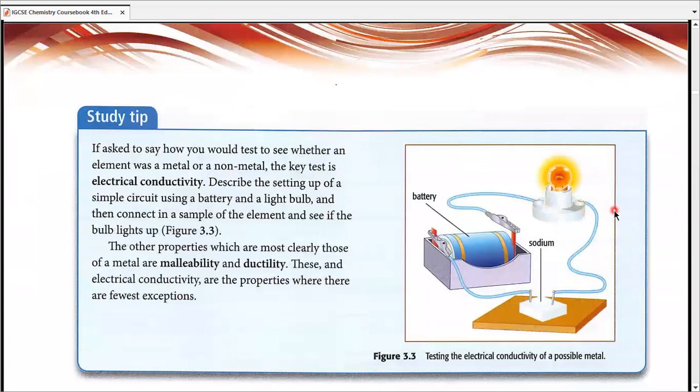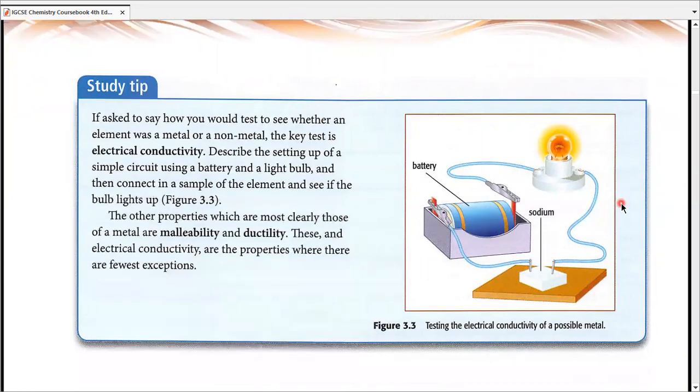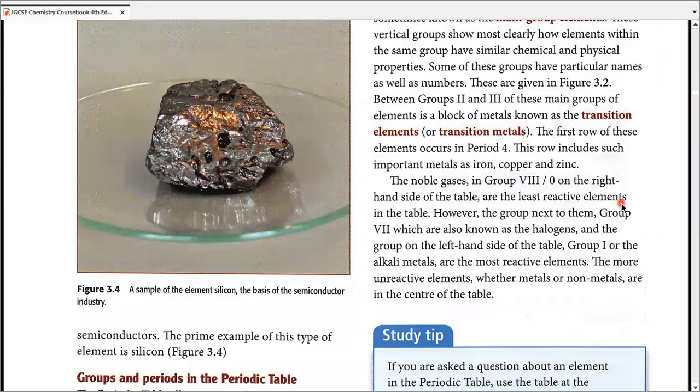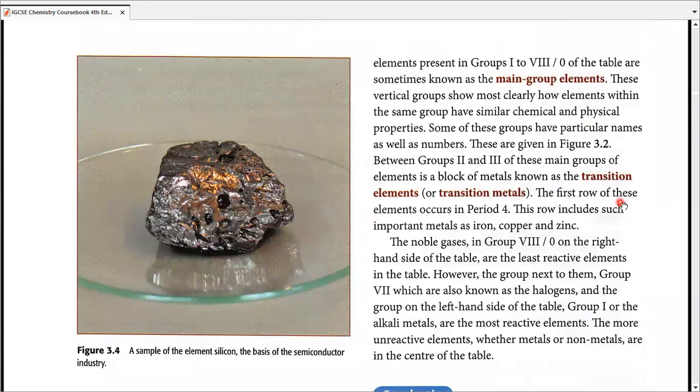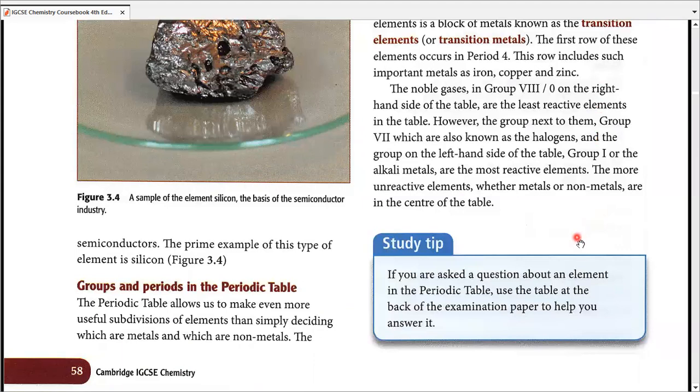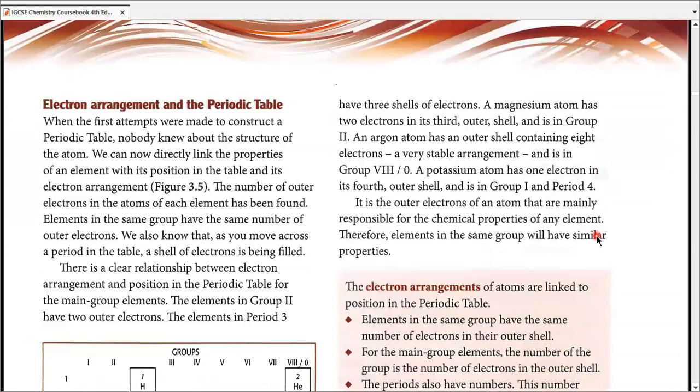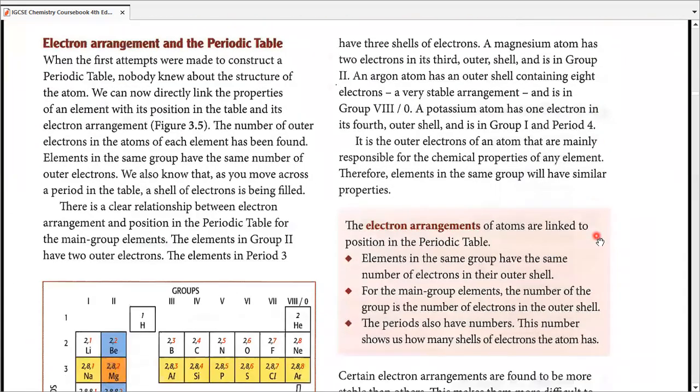And we discussed that electrical conductivity is the most probable test that you're going to go with if you are going to distinguish between a metal and a non-metal for any unknown elements. We moved on, we discussed the groups and periods, and we told you that all these elements are commonly known as main group elements. However, the center of the periodic table is known as transition elements. We haven't discussed the center of the periodic table yet, but we'll do that a little later in the same part of the book. Now, moving on, electron arrangement was a very important part of the periodic table.